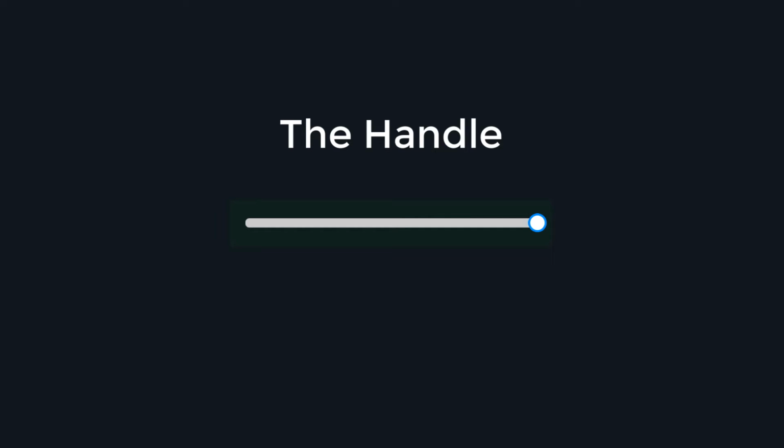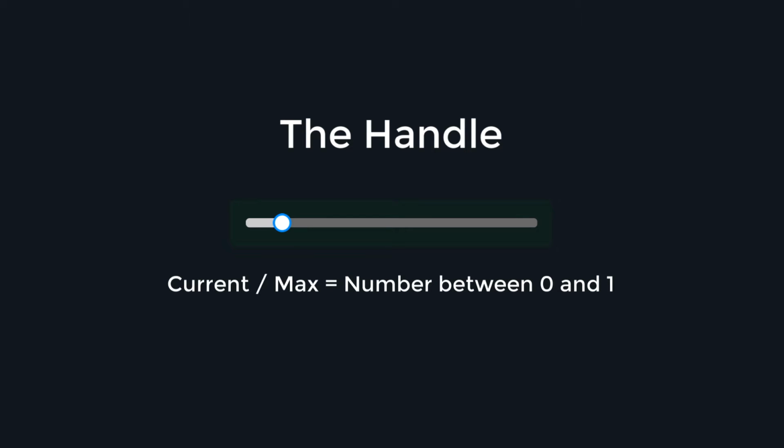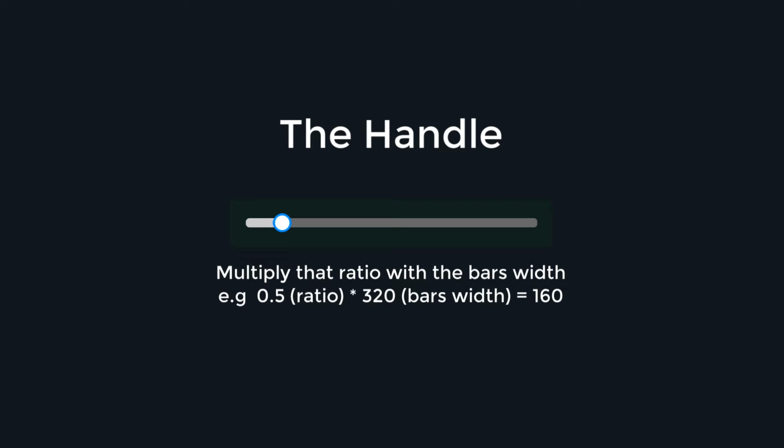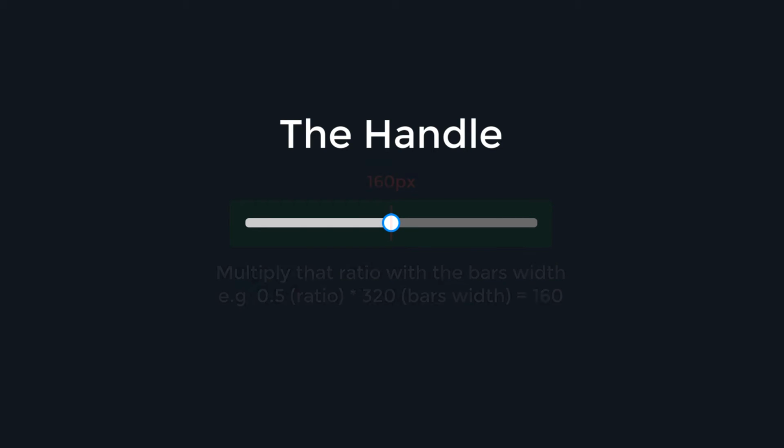Finally, inside the bar, we have our handle, which is going to be positioned absolutely and stick to the left of its parent. In order to move it, we will translate it along the x-axis based off our current value ratio, which is the current value divided by the max value. We multiply this ratio by the bar's width and translate our handle by the resulting number.